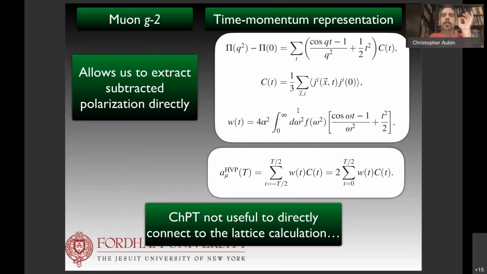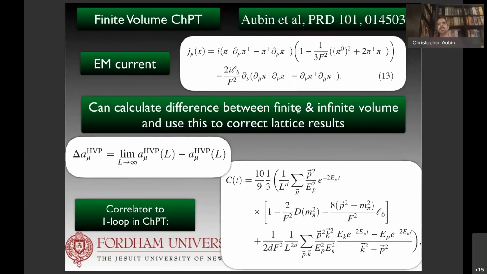However, because of the finite volume, we can use chiral perturbation theory to study the finite volume corrections, because the finite volume corrections are by their very nature a low energy effect. Okay, this is when it came out. You can look at the electromagnetic current in terms of the pions, which is right here. And you can tell this is where I got a little lazy, not generating new equations. I just copied them from the paper.